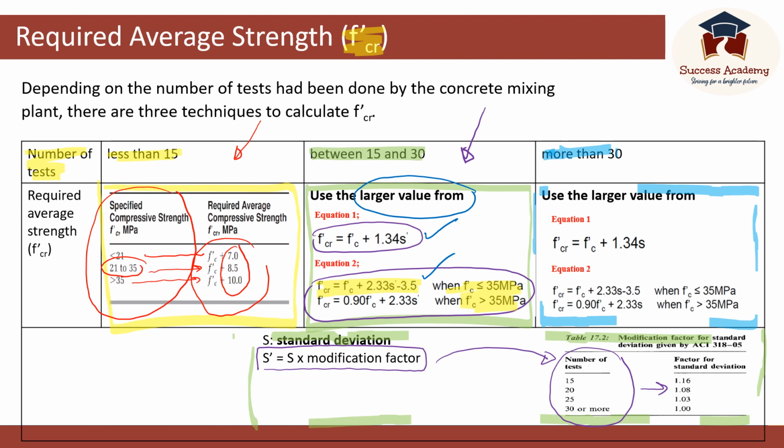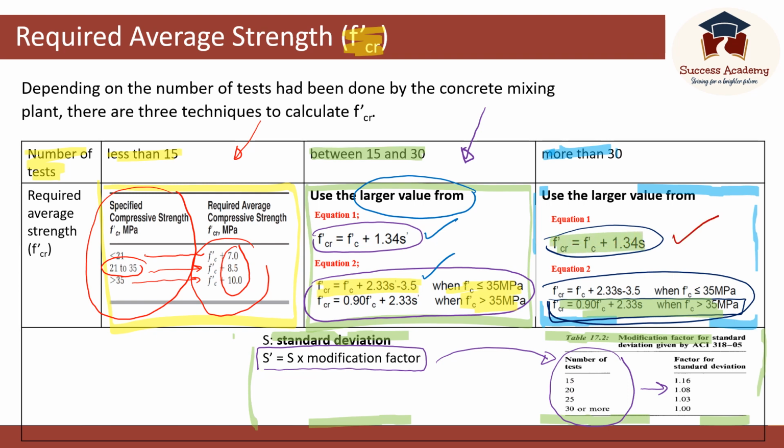Similarly, for a plant which has done more than 30 tests, you have two equations. From the bottom two equations, you need to select the right one depending on your specified compressive strength. For example, if your specified compressive strength is 45 megapascals, you need to use this bottom equation, which is this one. And also you need to do the same calculation using the top equation. Then you compare your results from this one and you select the larger value. So that will be your required average strength.